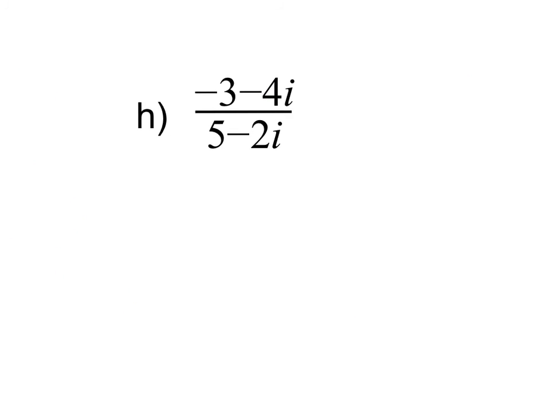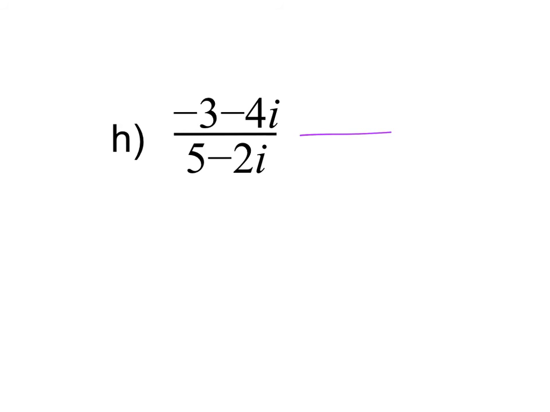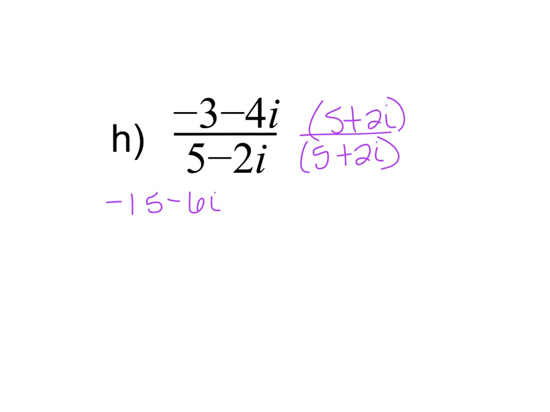Let's do another one like that. Oh, great. Now here we got a lot of negatives. I got to slow down. So 5 plus 2i would be the conjugate. So negative 15 minus 6i minus 20i minus 8i squared, all over 25 plus 10i. I don't need to do that part. Plus 10i minus 10i, so those cancel. And then minus 4i squared.